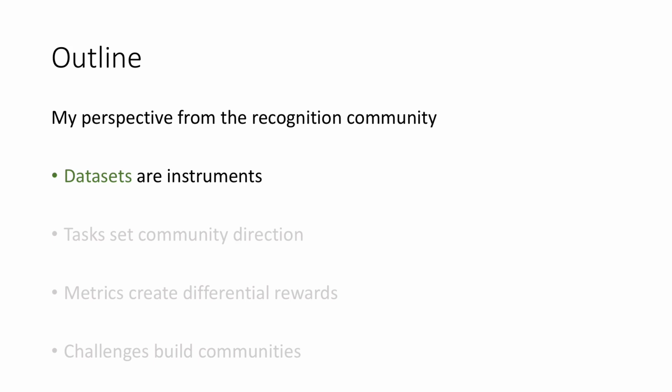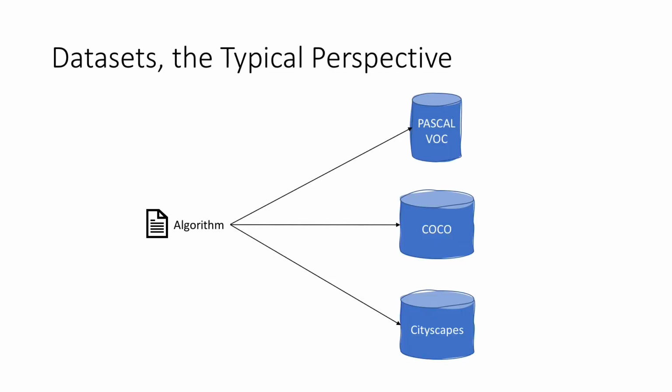Datasets are instruments. People typically think about models and algorithms first, and then datasets second. For example, how well does Faster R-CNN perform on datasets like Pascal VOC, COCO, or Cityscapes? This is natural because we start by either writing or reading a paper about a specific algorithm, and then we see how it works on a few datasets or in a single dataset, possibly under different conditions.